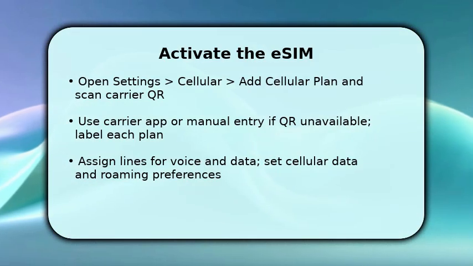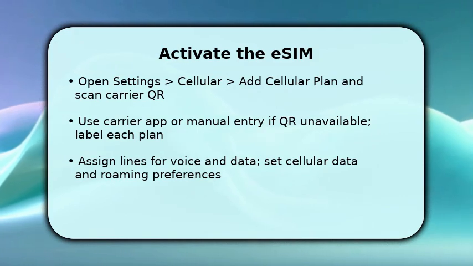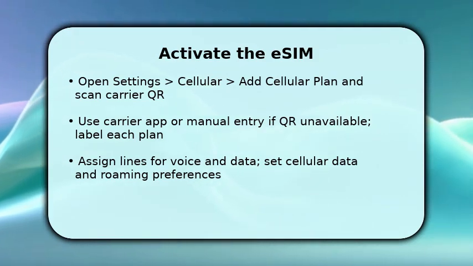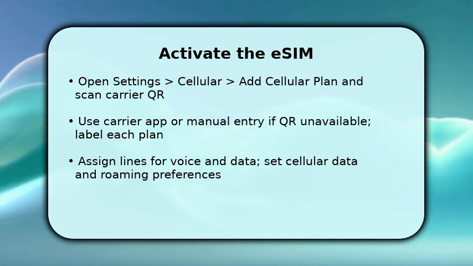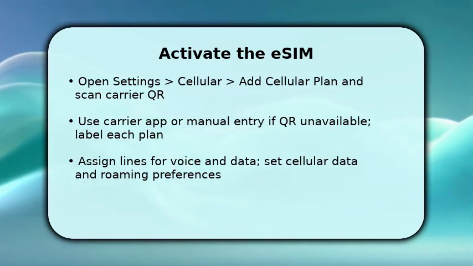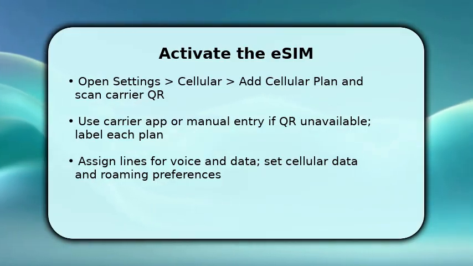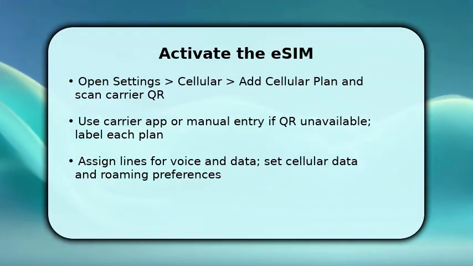You tap Settings, go to Cellular and choose Add Cellular Plan, then scan the carrier QR or follow the carrier app prompts to install the eSIM. Once installed, label each plan, Home, Work, Travel, so you can tell them apart. Then assign which line you want for cellular data and choose how incoming calls behave when using both lines.